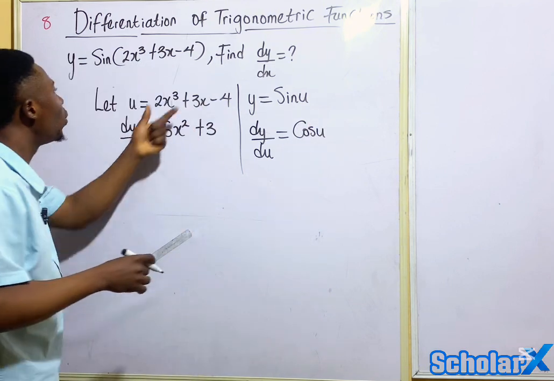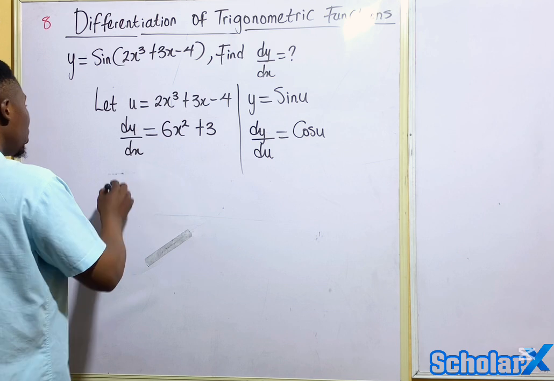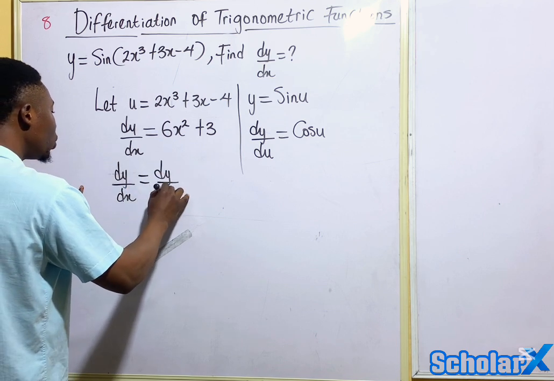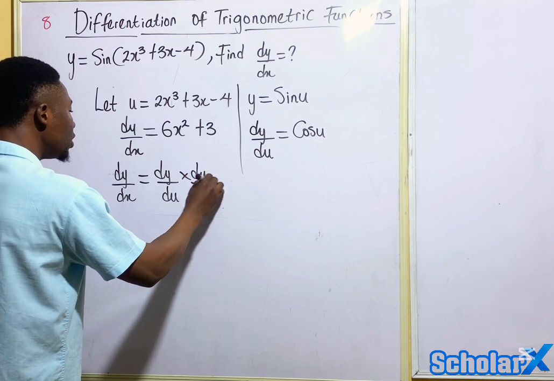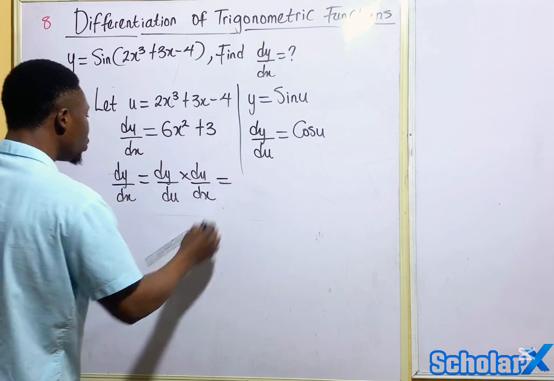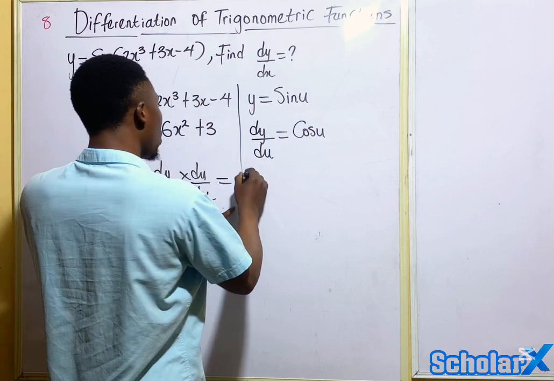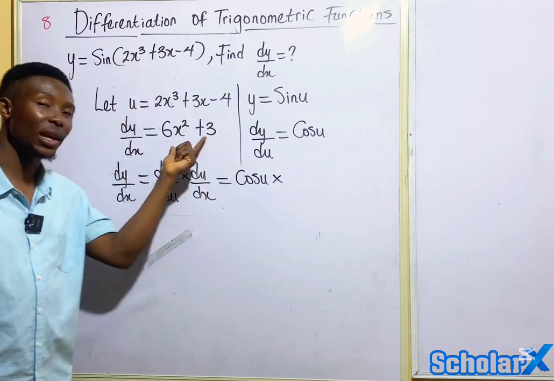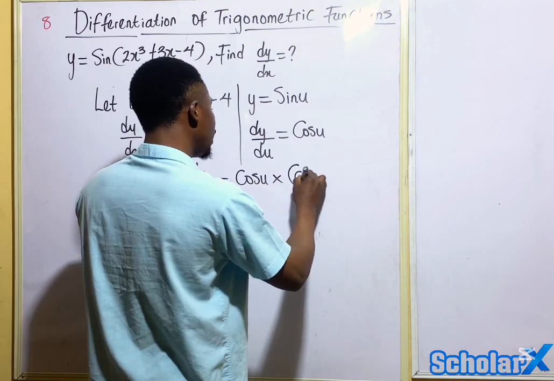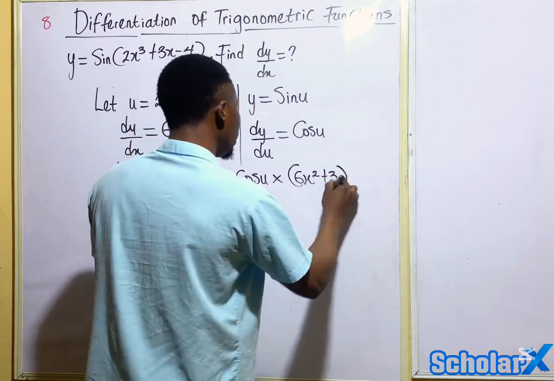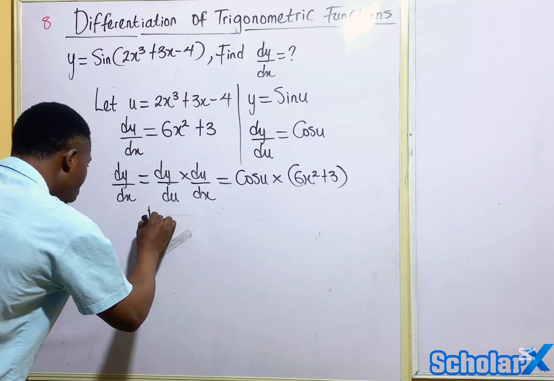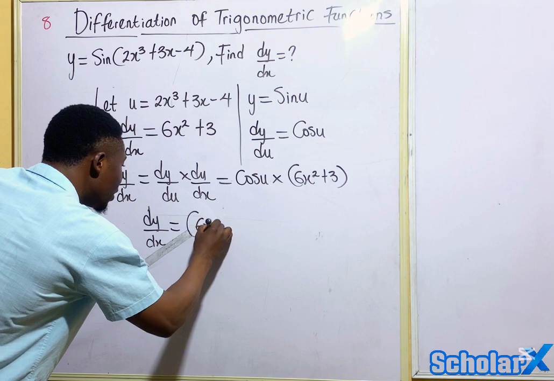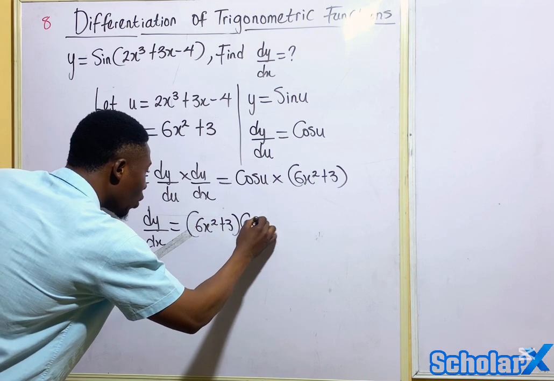So finally, what will be your dy/dx? Your dy/dx is going to be equal to your dy/du multiplied by du/dx. dy/du is cos u, multiplied by, what is your du/dx? Your du/dx is 6x^2 + 3. So that becomes dy/dx equals (6x^2 + 3) cos u.